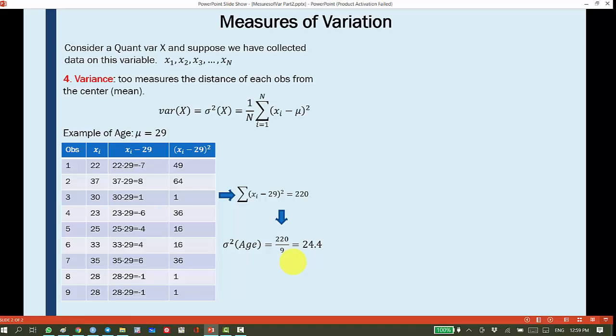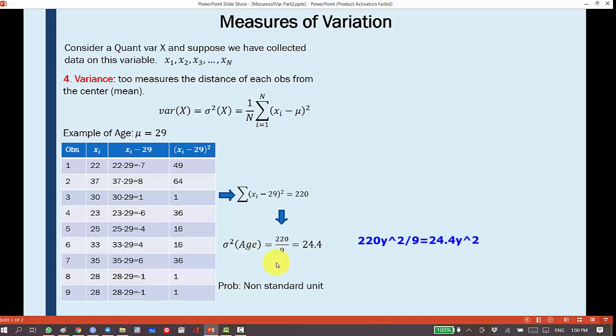But there is a fundamental problem that the variance has, and that is that the unit for the variance is not standard. The reason being that as you square the difference, you square also the unit. That is minus 7 years squared is 49 years squared. 8 years squared is 64 years squared. The same is applied to all other observations. And as you sum up, here we get 220 years squared. And dividing 220 years squared by 9, you get 24.4 years squared. And we know that years squared is not in a standard unit for age, because the standard unit for age is only year, not year squared.